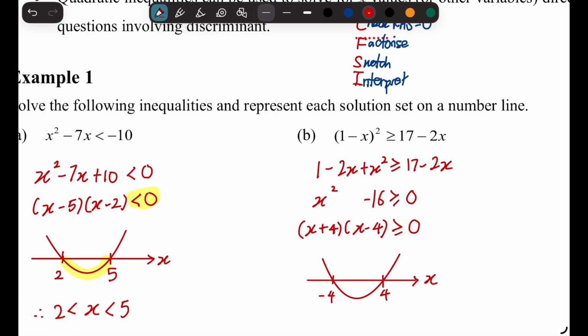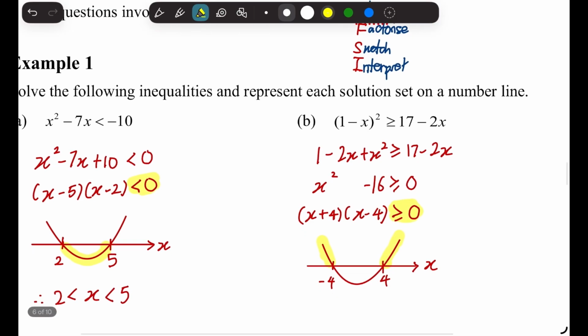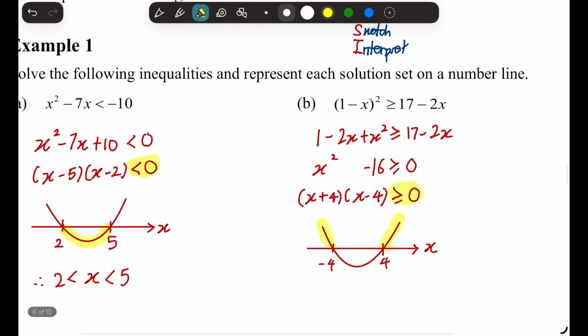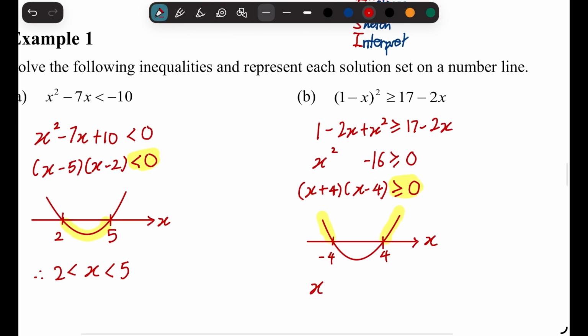Last part, interpret. I highlight the inequality. The inequality says greater than or equals to 0. It means above the x-axis. So the answer to this question is simply x must be less than or equals to negative 4, or x must be greater than or equals to 4. And we are done.